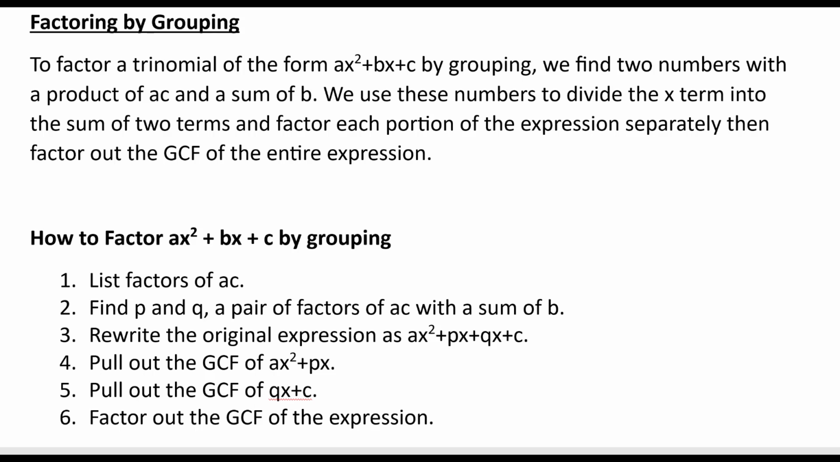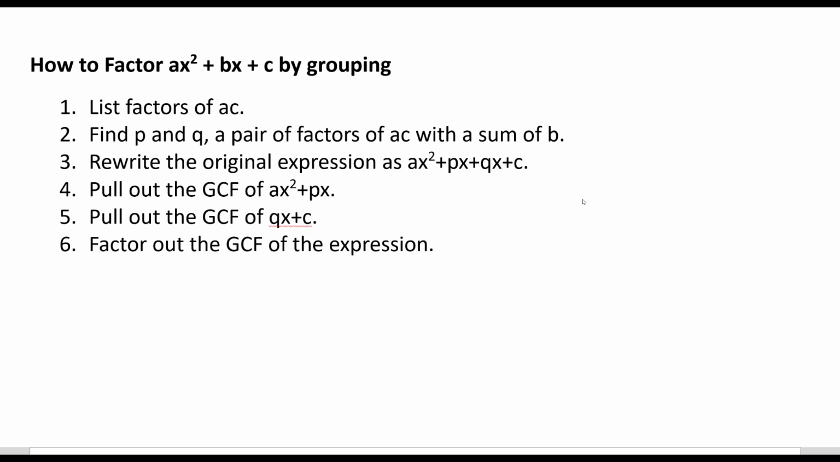But we use these numbers to split the x term, the bx, into the sum of two terms. I guess I'm not saying that right. You make bx into mx plus nx, which makes bx. Then factor each portion of the expression separately, then factor out the GCF of the entire expression. We call this the AC technique, where A is the leading coefficient and C is the constant.